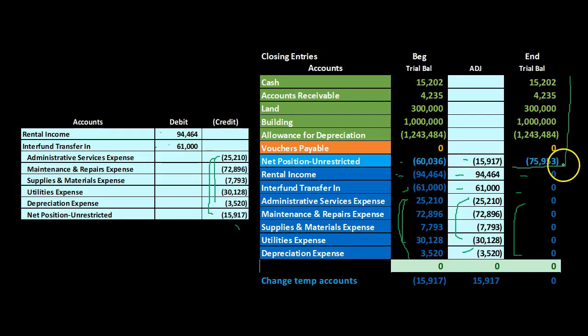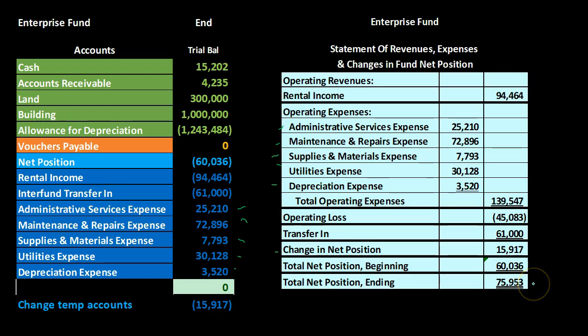So here's the post-closing trial balance, just so you can see that 75,953 there, which matches our 75,953 on the statement of revenues, expenses, and changes in fund net position.